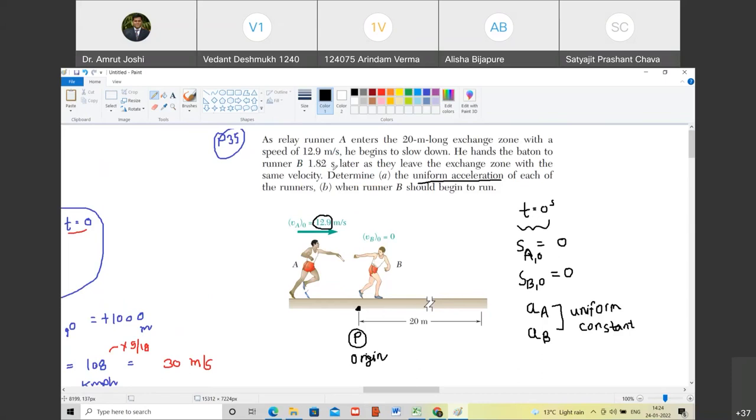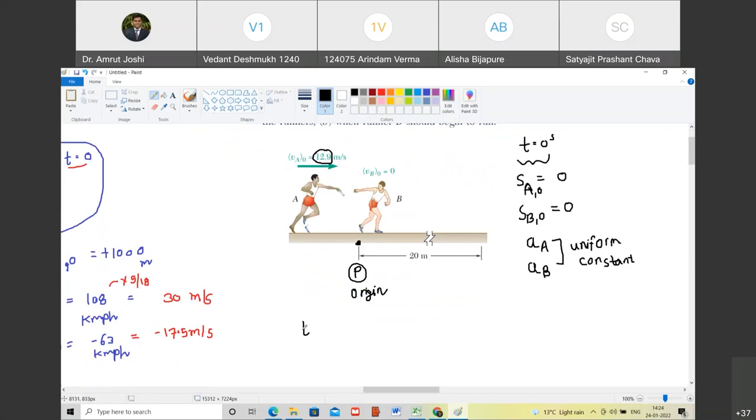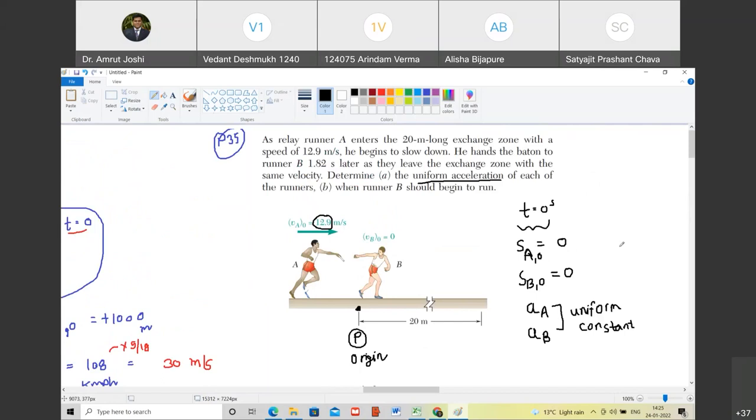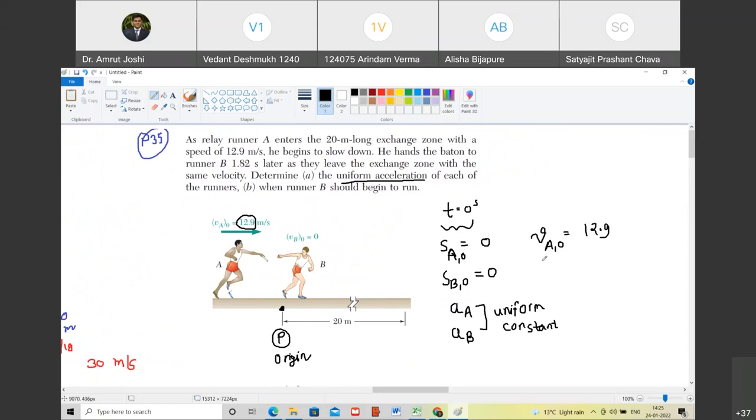Are you with me? Yes, sir. So at time t equal to 1.82 seconds, what is the position of A? Tell me. It is 20 meters. What is the position? Sorry, not 0, 1.82. Are you with me? Yes. So what is the position of runner B at time 1.82? 20 meters. What is the velocity of runner A at time t equal to 0? 12.9 meters per second. What is the velocity of runner B at time t equal to 0? 0.